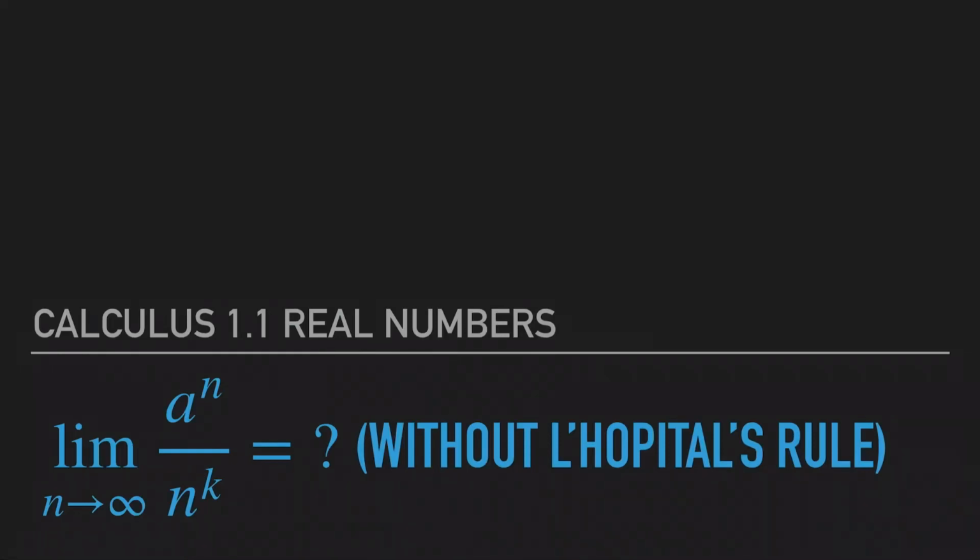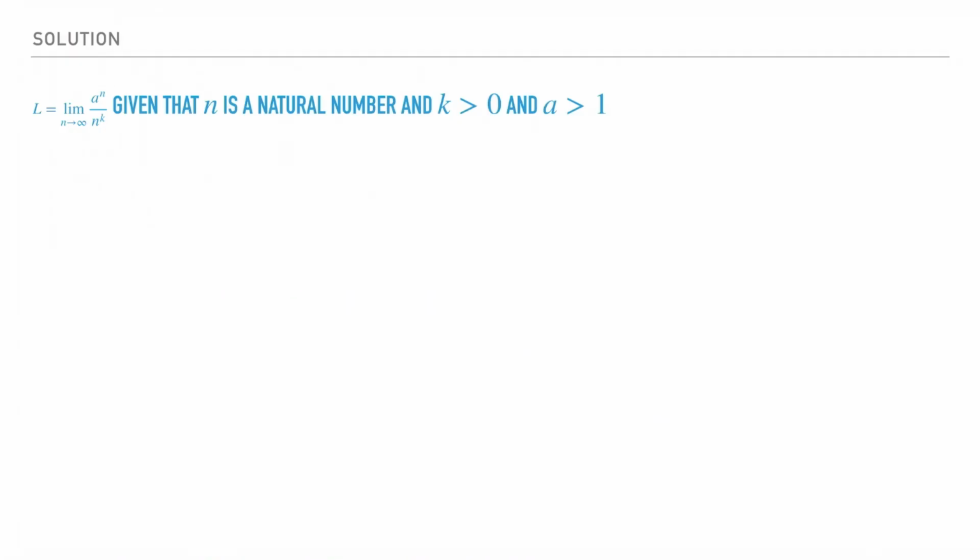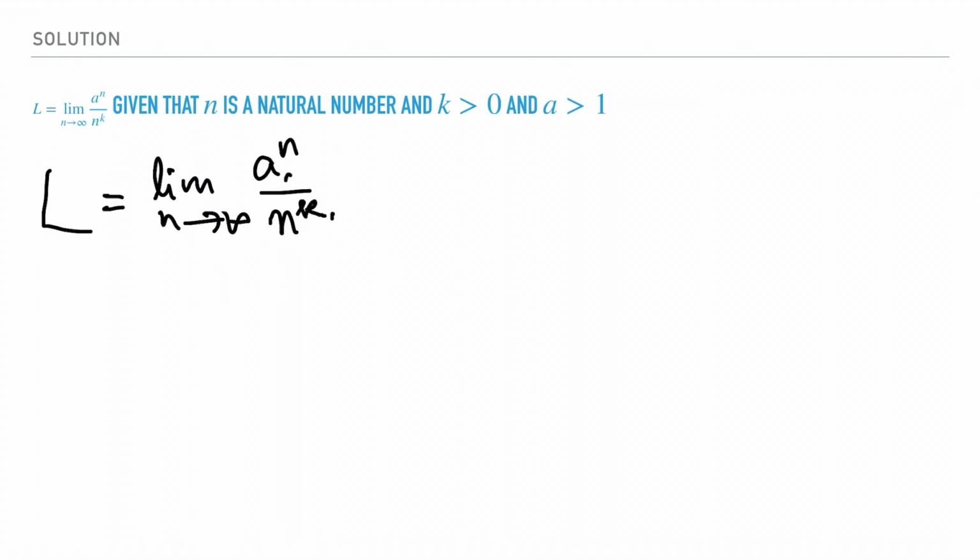Let us now use what we've learned about limits and sequences to evaluate this particular limit without using L'Hopital's rule in calculus. Let me just write down the limit again. We call that L for this example. We attempt to find the limit as n approaches infinity for the sequence a to the n over n to the k. We have two constants a and k, where a is a constant greater than 1, and k is a positive number. Both are real numbers.